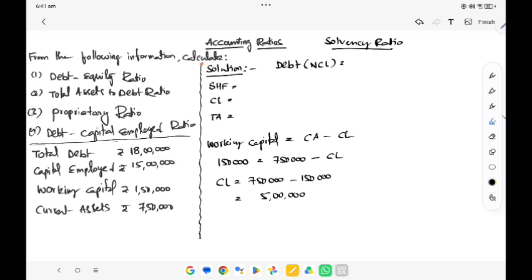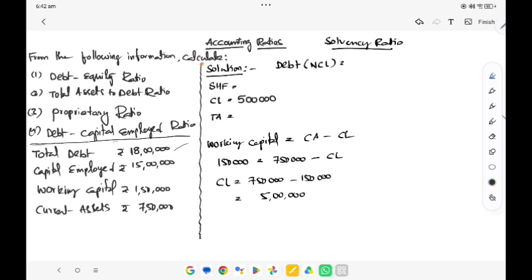Now I am asking you, in these formulas, debt equity ratio, total assets to debt ratio, proprietary ratio, debt to capital employed ratio, there is no use of current liability. Still, why did we calculate it? They have given total debt in the question, so regarding that we want to calculate current liability. Why? Total debt is equal to non-current liability plus current liability. That's why we calculated current liability. Total assets, they didn't give. We need to find.